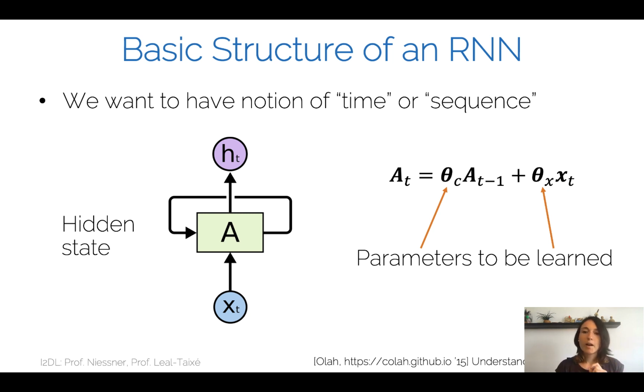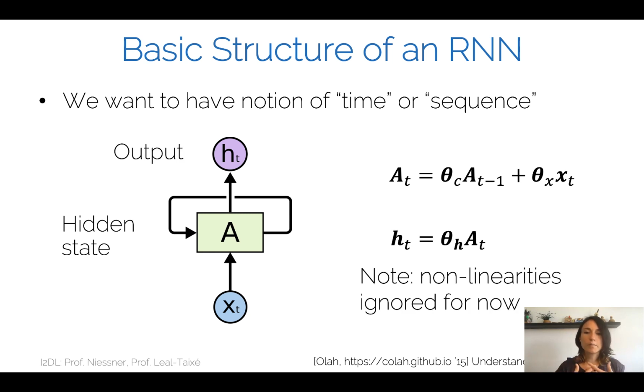Now, these parameters theta x and theta c are actually the parameters to be learned, the parameters of the recurrent neural network that we're going to find out using backpropagation. So when we train the neural network, we're going to find out what is the value for these parameters.